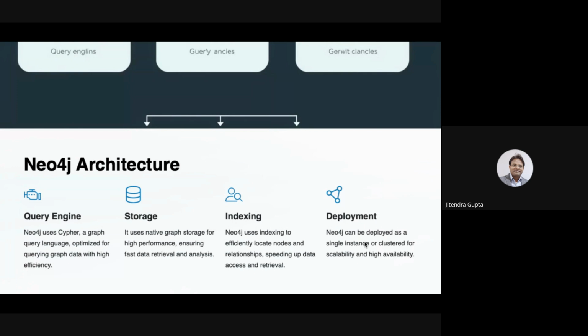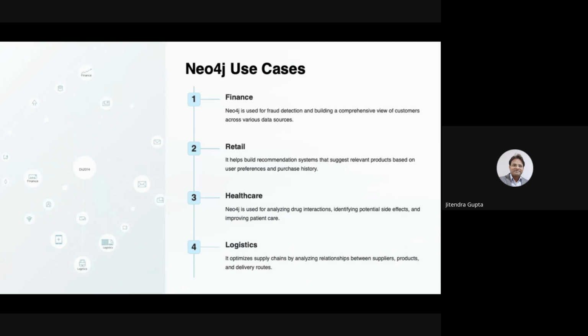Then deployment. So Neo4j can be deployed as a single instance. You can install it on a Kubernetes cluster or maybe a VM, a virtual machine, or even on your own system. Or you can install it as a Kubernetes solution with clustering, which makes it more scalable and highly available. So these two versions, and even now Neo4j has their own web version of it, AuraDB.